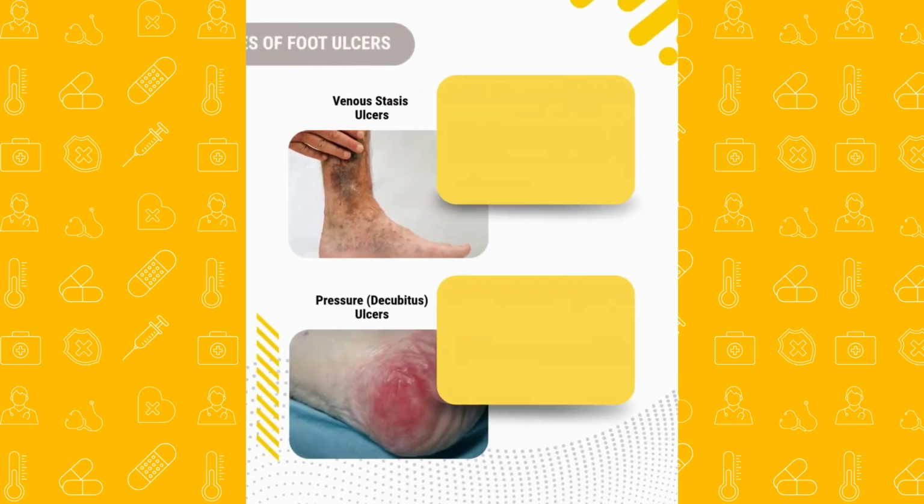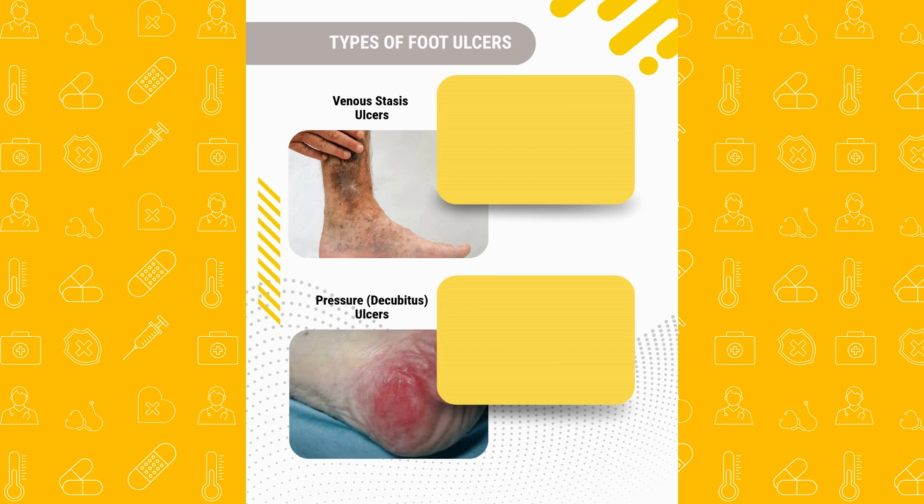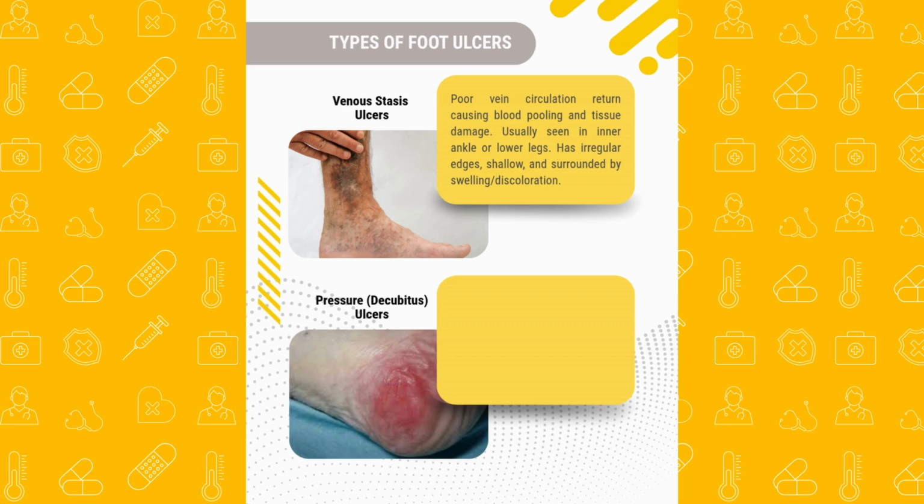There are also venous stasis ulcers and pressure ulcers, also known as decubitus ulcers. Venous stasis ulcers come from poor vein circulation return, which causes blood pooling and tissue damage. It is usually seen in the inner ankles or lower legs. It has irregular edges, is shallow, and is surrounded by swelling or discoloration.